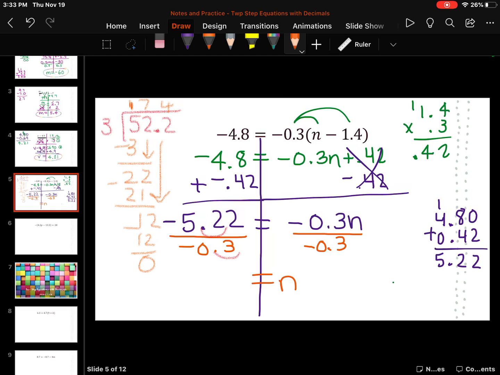But final step, don't forget you have to shoot your decimal through the roof. If it lets me. There we go. So n equals 17.4, and it is going to be a positive because negative divided by a negative gives me a positive.